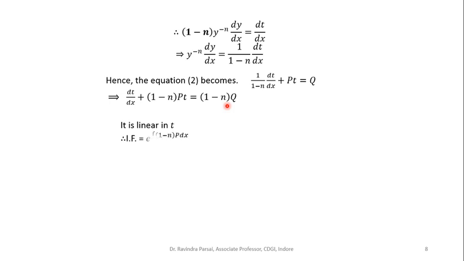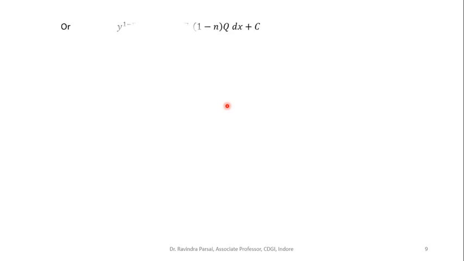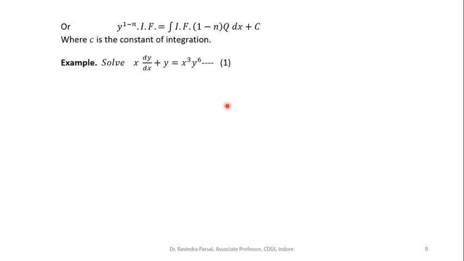We can solve accordingly, as we know the method, by first finding the integrating factor and then writing the general solution: t into the integrating factor equals the integration of the integrating factor times 1 minus n of q of dx plus c. So this is the general formula you can say, or you may directly solve the equation by using these techniques, where c is the constant of integration. Let me come to an example on this topic.